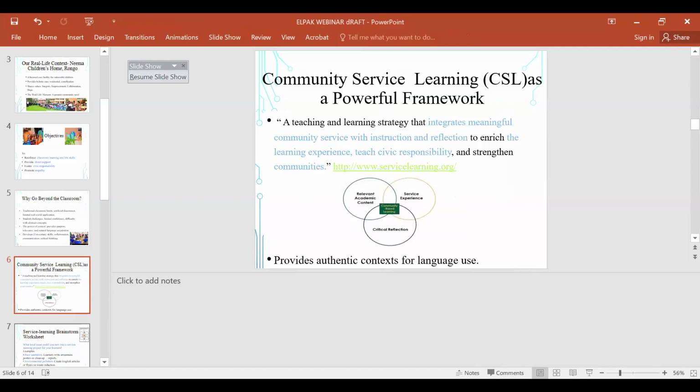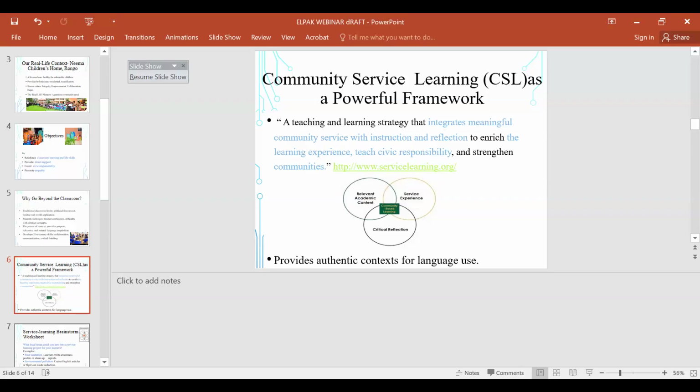There are so many ways that we could do that. But for this presentation, I chose community service learning as a framework, and I believe we could also share, if we are familiar with this, if we have tried this in our stations, maybe have we tried to use this strategy, the community service learning, to take our learning beyond the classroom? And if so, what was it that you did?